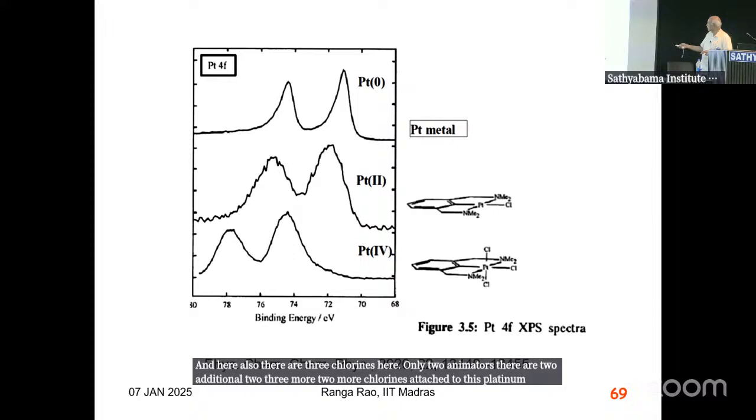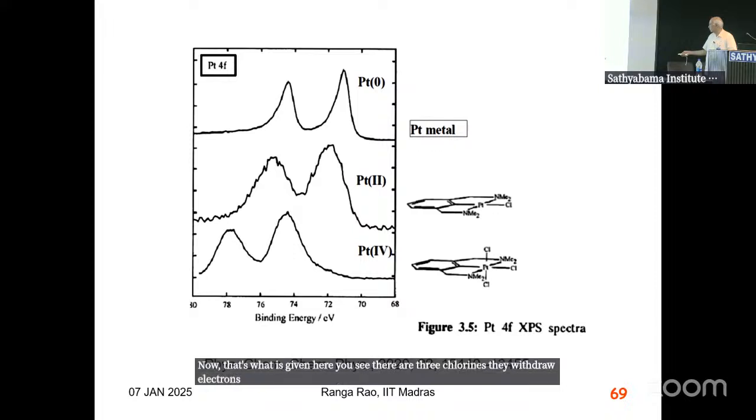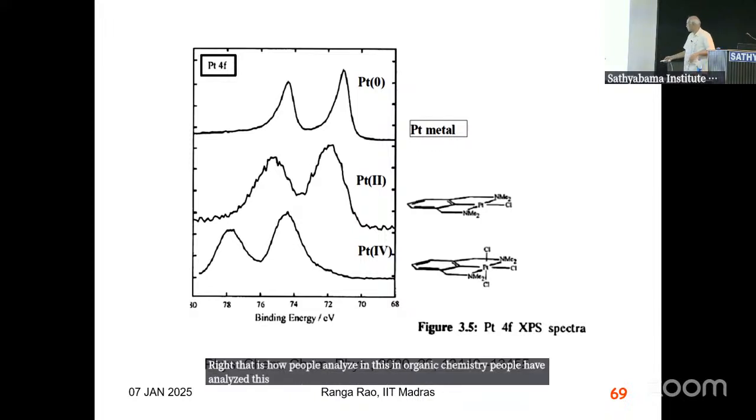So these 3 compounds, if you take, you should be able to identify them using photoemission spectroscopy. Now that's what is given here. You see there are 3 chlorines. They withdraw electrons. Delta positive is more in the platinum here. That will have higher binding energy. You can see the binding energy is high compared to this, compared to that. The binding energy is decreasing from here to here to here. Right? That is how people analyze. In organic chemistry, people have analyzed this. This is published in PCCP 2020.